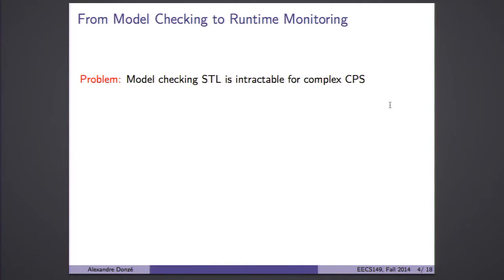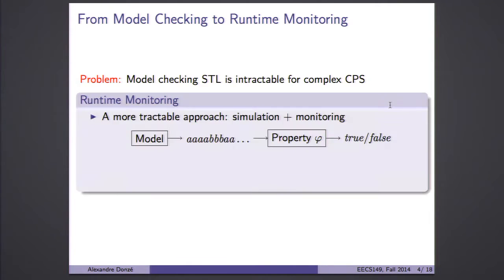So one problem is that model checking STL is intractable for complex CPS, and that's the case of CyberSim. This is a complex cyber-physical system. And so in that case we resort to what we call lightweight verification, or sometimes runtime monitoring, which is a more tractable approach, based on simulation and monitoring. That is, the model produces some trace, and we have a monitor that's going to say whether this trace is true or false. And if we really wanted to model check this model, we would do this for every possible trace of the model. So think of it as an incomplete depth-first search for model checking.